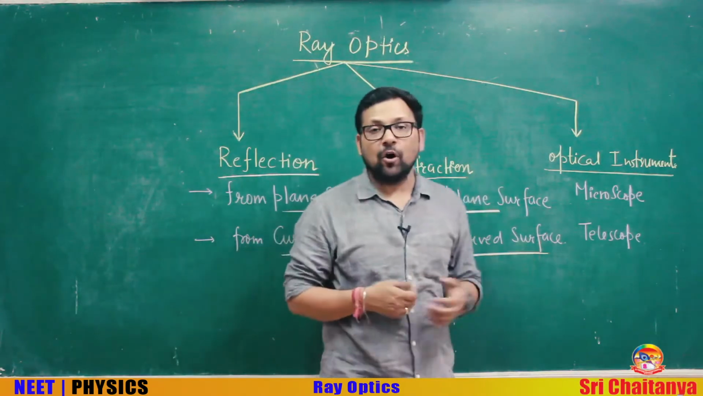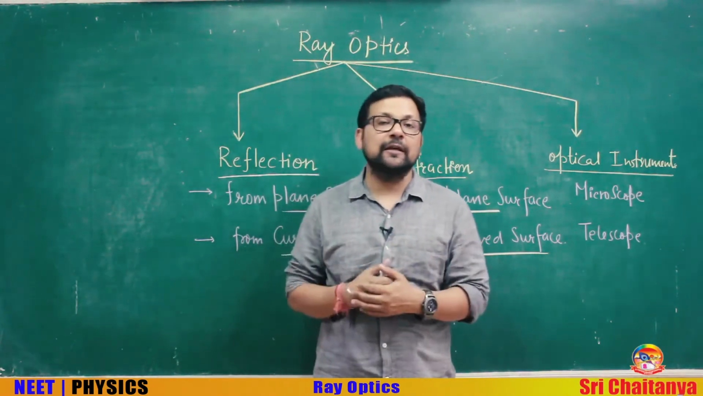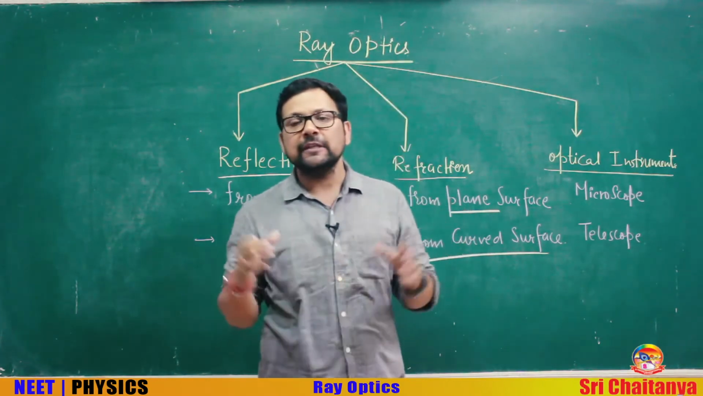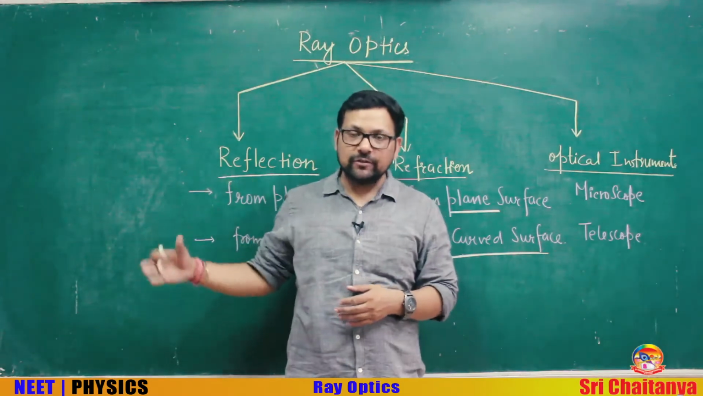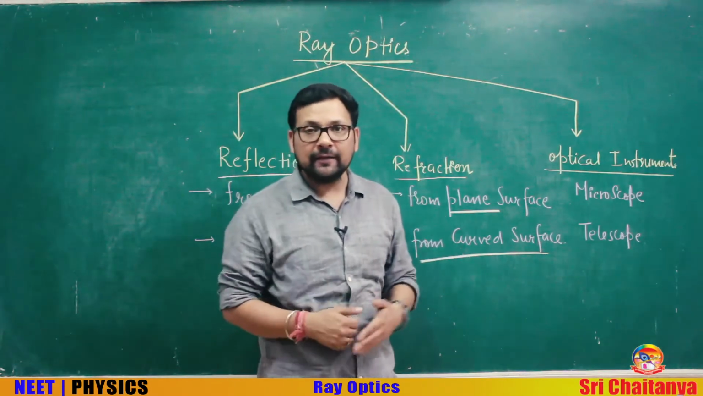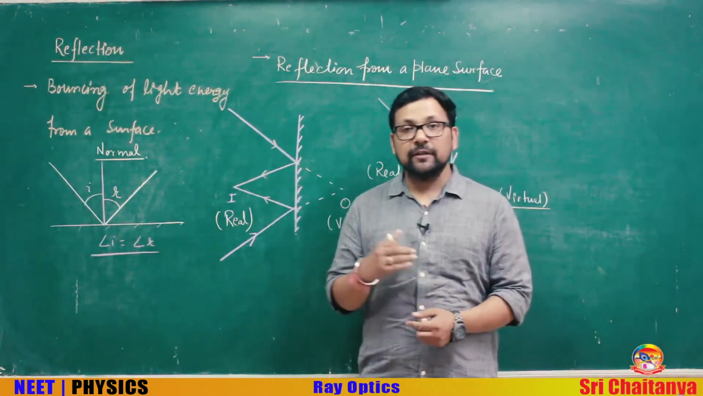Then it comes the optical instrument. So microscopes are there, telescopes are there, human eye is there. So this is the basic flow chart we have to study: reflection, refraction and optical instruments. So let's start with reflection.